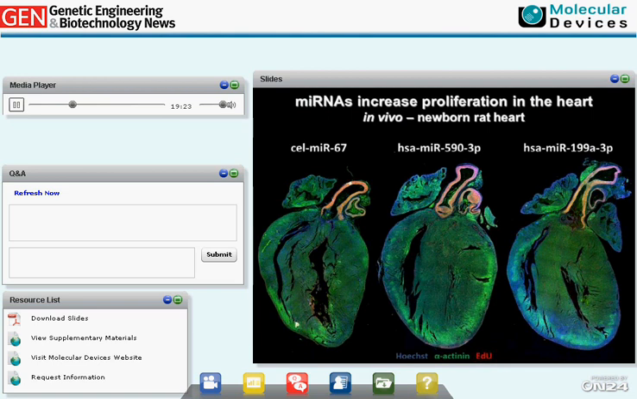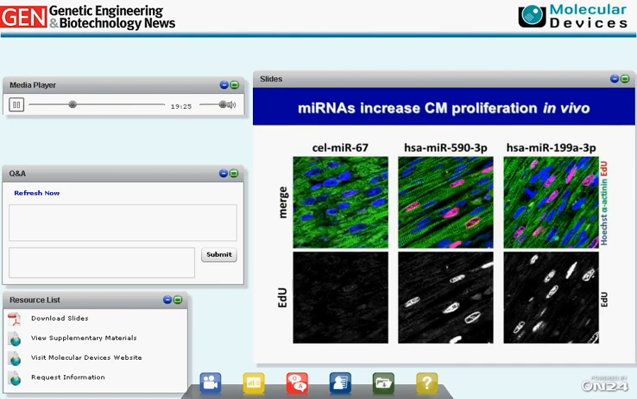And if we look in more detail using confocal microscopy, you can see that most of the cells that we see positive for EdU, so proliferating, are indeed cardiomyocytes. So you see this red nucleus surrounded by a green alpha-actinin. There may be some cells that are not cardiomyocytes, but the majority for sure are.